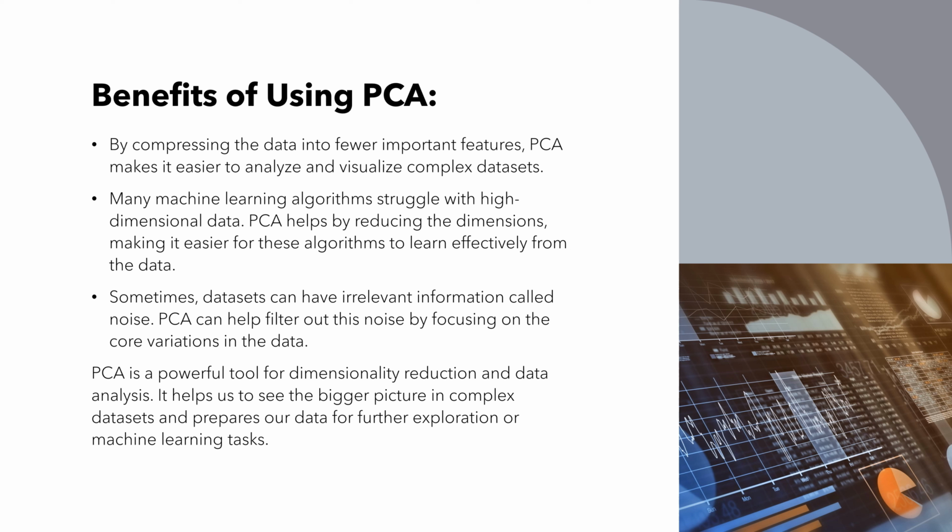Sometimes a dataset can have irrelevant information called noise. PCA can help us filter out this noise by focusing on important data and core variations in the data. So PCA is a powerful tool for dimensionality reduction and data analysis. It helps us to see the bigger picture in complex datasets and prepare our data for further exploration or machine learning tasks.